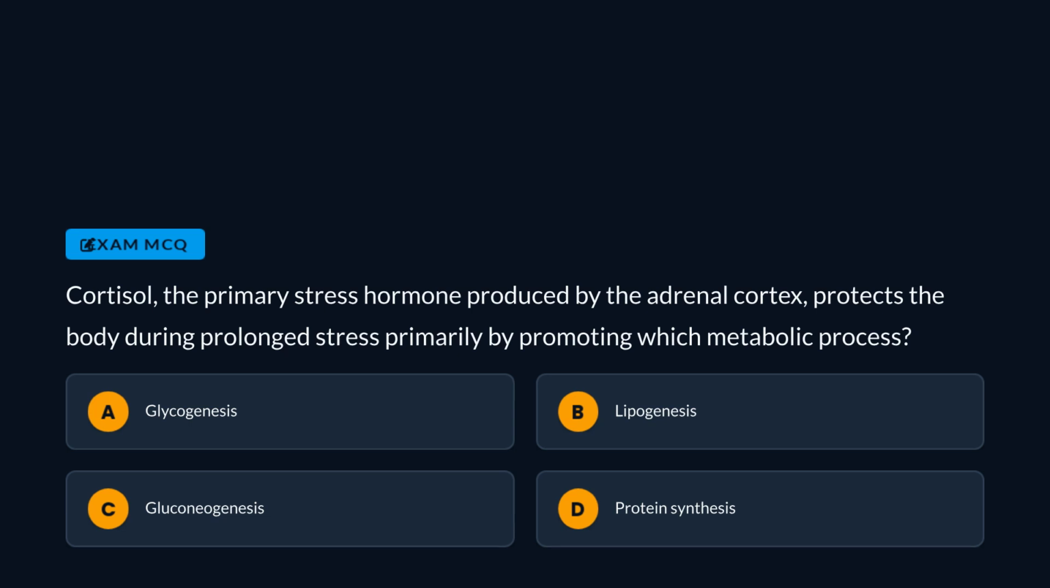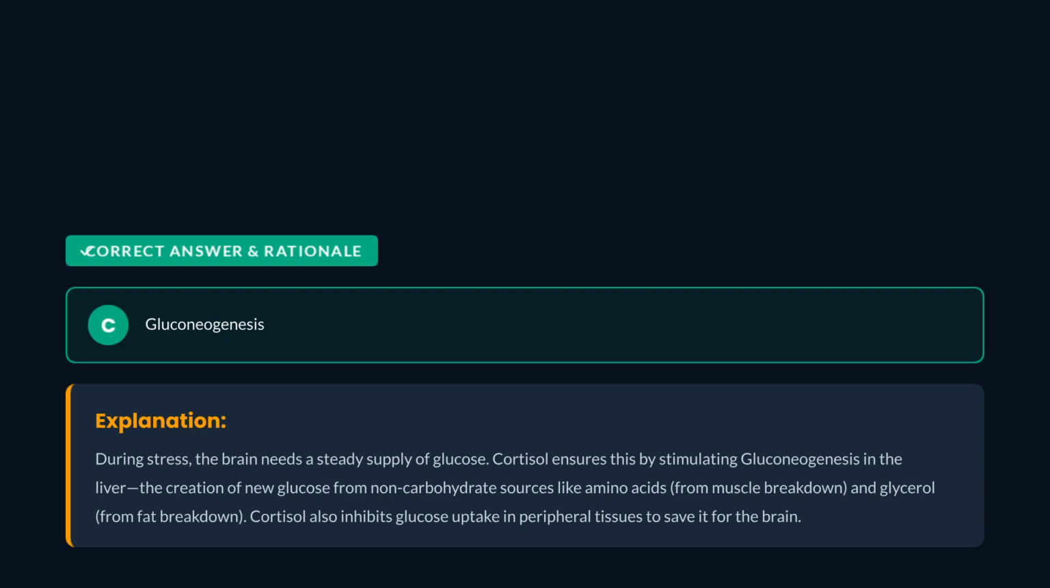Finally, cortisol protects the body during prolonged stress primarily by promoting which metabolic process? Cortisol protects the body during stress by stimulating gluconeogenesis in the liver. This process creates new glucose from non-carbohydrate sources like amino acids and glycerol.